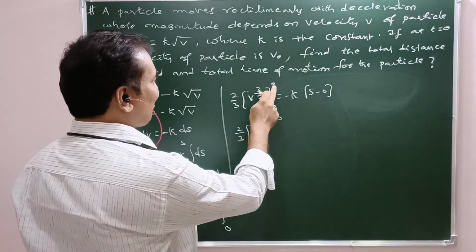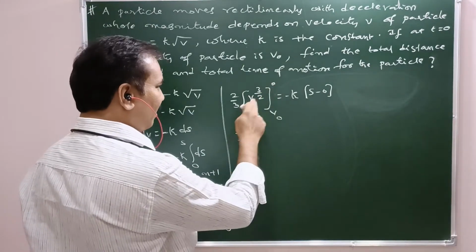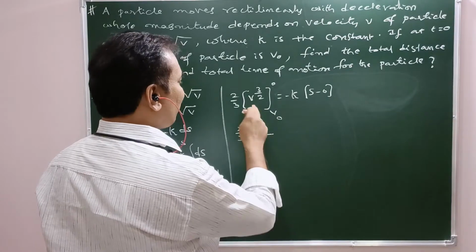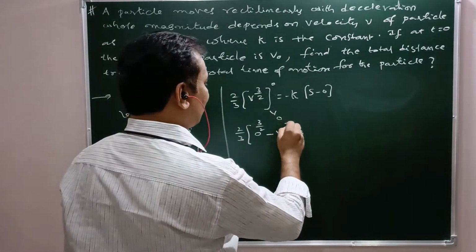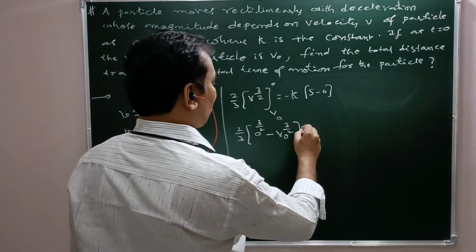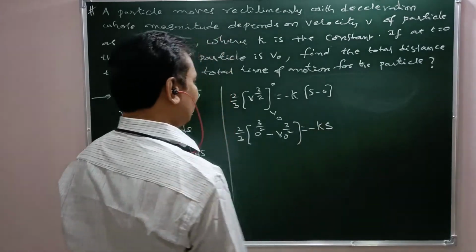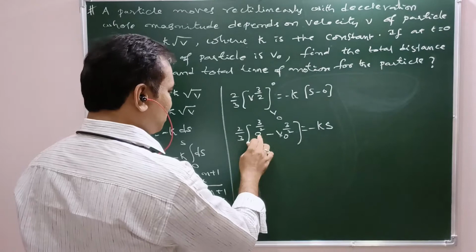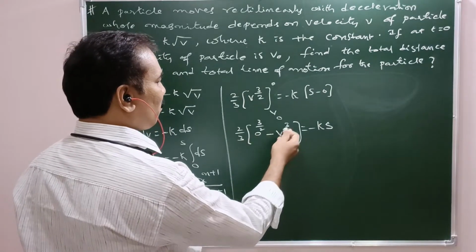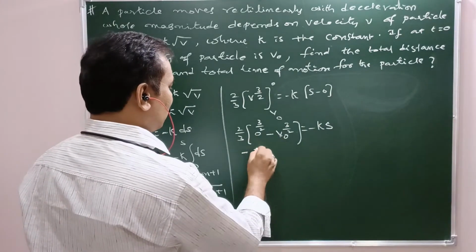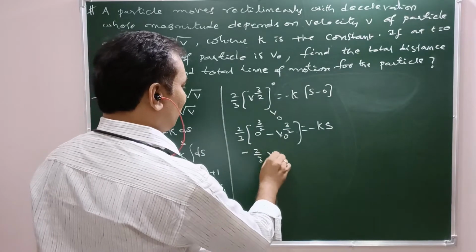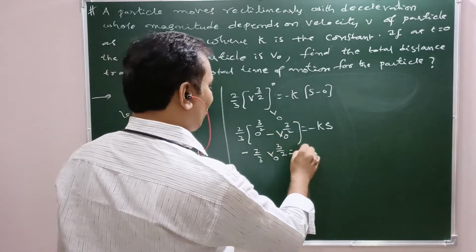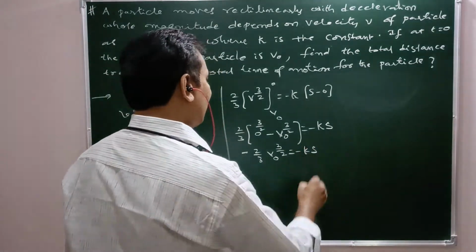Into, what is the upper limit here? 0. So instead of v, take 0, 0 power 3 by 2, minus the lower limit v0 power 3 by 2, equal to minus k into s. Here 0 power 3 by 2 means 0, so 0 minus v0 power 3 by 2 means minus 2 by 3 v0 power 3 by 2. That is equal to minus ks.